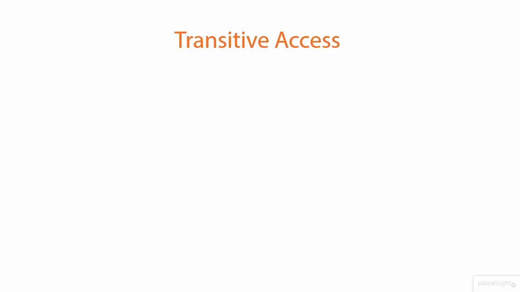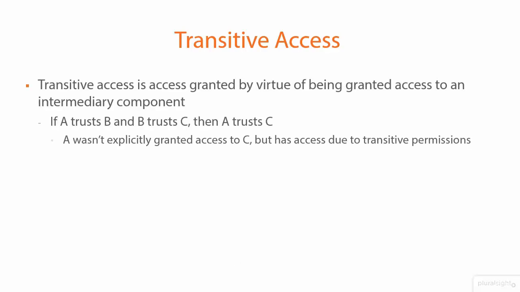Okay, next we have transitive access. Again, something that's hard to track down sometimes because of the nature of how transitivity works. Transitive access is access granted by virtue of being granted access to something else, and that something else has access. That sounds a little complicated, but just bear with me for a second.